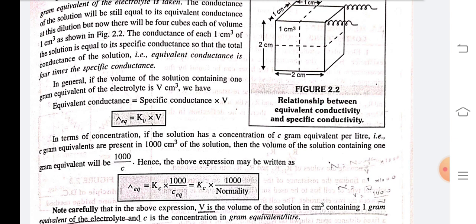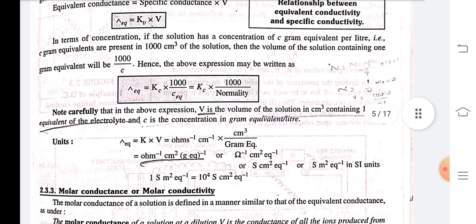In general, if the volume of the solution containing 1 gram equivalent of the electrolyte is V centimeter cubic, we have equivalent conductance equals specific conductance into V. In terms of concentration, if the solution has a concentration of C gram equivalent per liter, that is C gram equivalents are present in 1000 centimeter cubic of the solution, then the volume of the solution containing 1 gram equivalent will be 1000 by C. Hence, the above expression may be written as lambda equivalent equals Kc into 1000 upon C, equals Kc into 1000 upon normality.